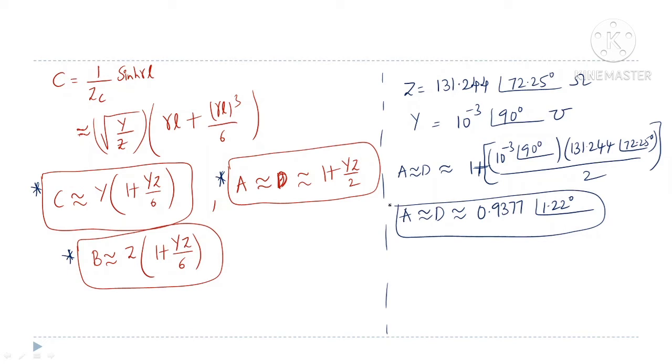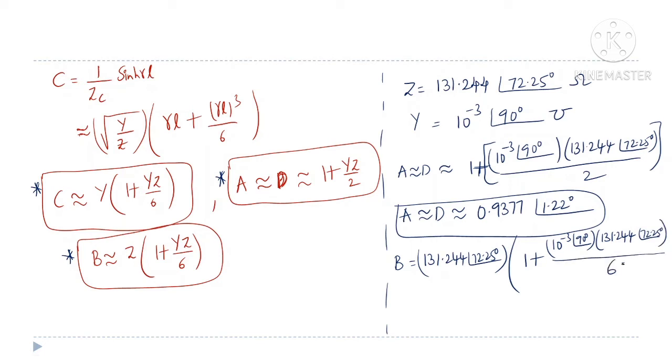This is A and D value. Similarly, how can you find B value? Just substitute Z value and YZ value here. What is Z value? 131.244 at an angle 72.25 degrees, multiplied with 1 plus YZ. YZ is 10 power minus 3 at an angle 90 degrees, and Z is 131.244 at an angle 72.25 degrees, total divided by 6.